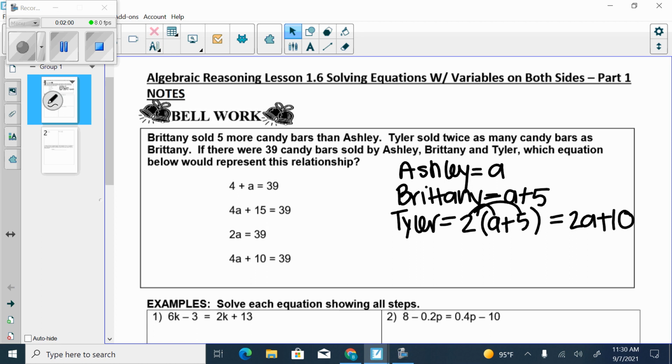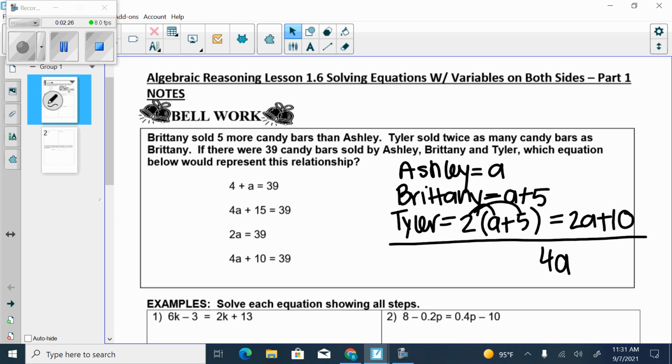Now that I have what every single person's information is, I can combine like terms to come up with my real equation, right? Okay, so if I'm combining like terms, we're going to take care of our variables first. How many A's did Ashley have? 1. How many did Brittany have? 1. So that's 2 together so far, right? And then how many here? 2 more, so all together we have 4A.